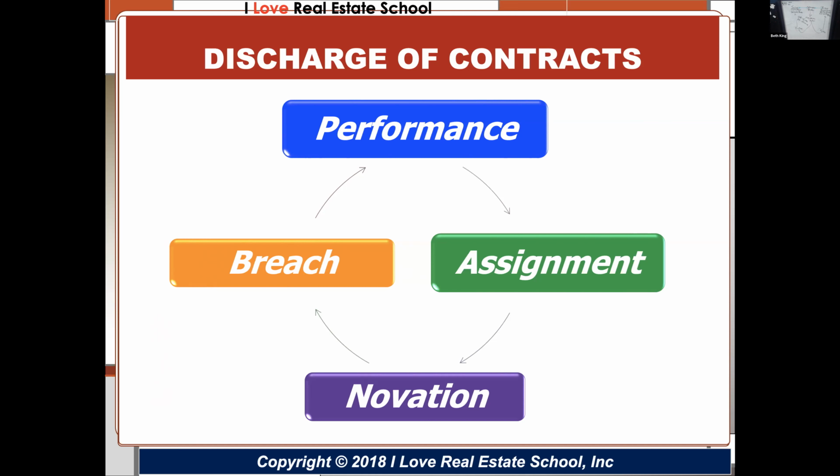The second way to discharge a contract is by assignment. Who's heard of a wholesaler? Who knows what wholesalers are? You know what this is? Okay, so what a wholesaler does is they go and they find a property and they negotiate with the owner and they lock it up on a contract. Then they turn around and they try to assign the contract. They're selling the contract, right? You ever meet any of these guys? Yeah, it happens all the time.